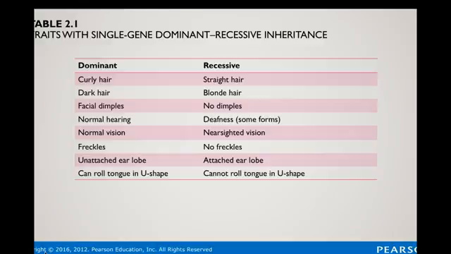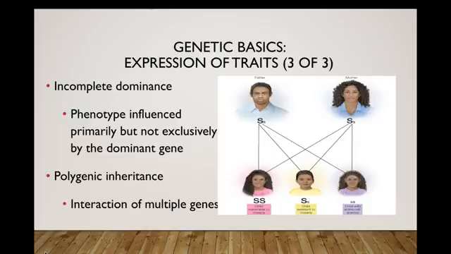Here are some examples, but sometimes it's not complete. It's called incomplete dominance. What happens is the phenotype is influenced primarily, but not exclusively, by the dominant gene. Here we see sickle cell anemia, which is more common in African American people. One child has sickle cell, and one actually has sickle cell anemia, but it's not complete. And so, they found that children with that become resistant to malaria. So it could be very helpful.